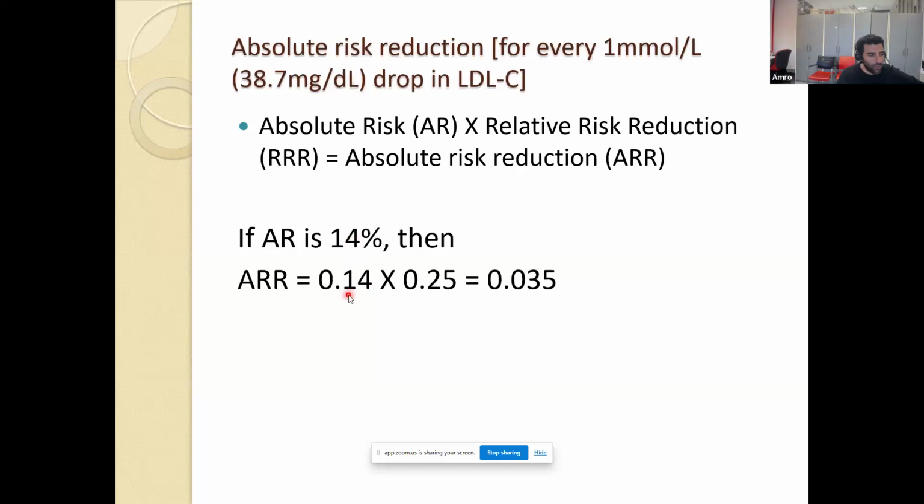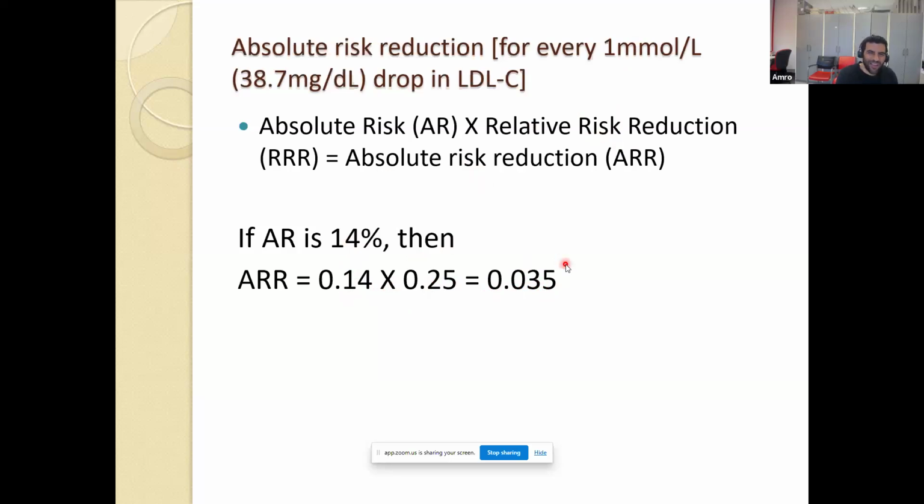So I've just done it as a decimal. 14% is 0.14. I multiply it by 25%, which we know is the relative risk reduction, because a 1 millimole LDL reduction results in a 25% relative risk reduction. I get this value of 0.035, or if you turn that into a percentage, times it by 100, is 3.5%. So I say to my patient, actually, 25% relative risk reduction sounds really impressive, doesn't it? Dropping your LDL by 1 millimole, but actually your absolute risk reduction is only 3.5%.